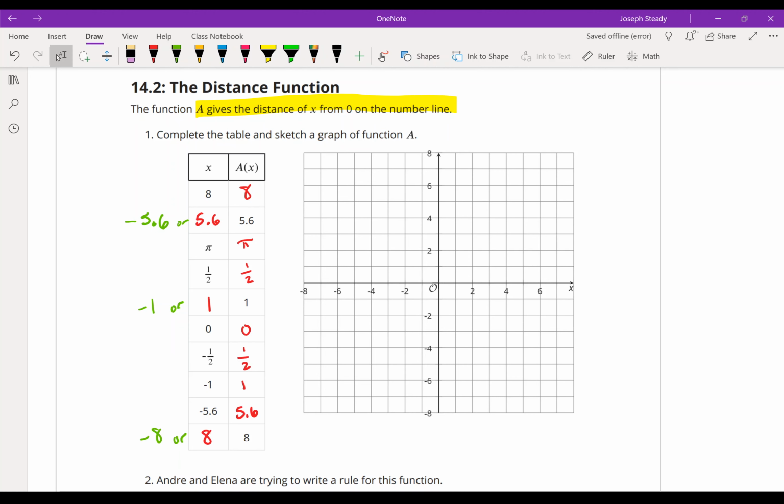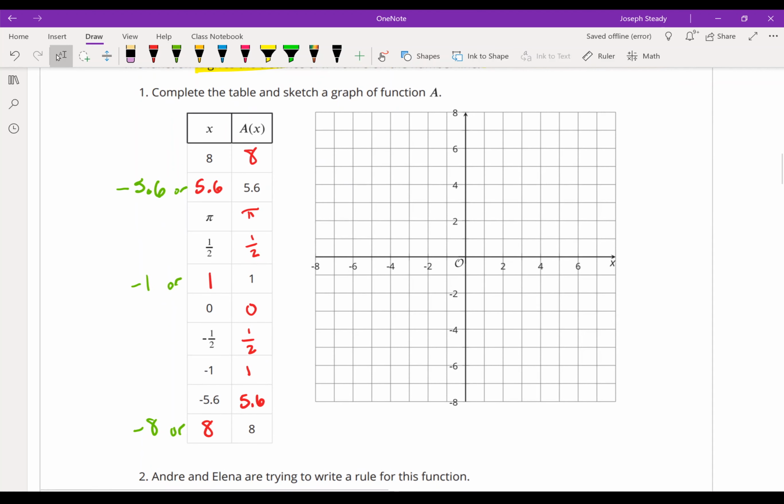I finished filling in the table, and one thing I want to point out is you may have noticed on the bottom half here, we started to get into some negative numbers. So like negative 1/2, for example, right here, gave us an output of positive 1/2 because negative 1/2 is still only 1/2 unit away from 0.